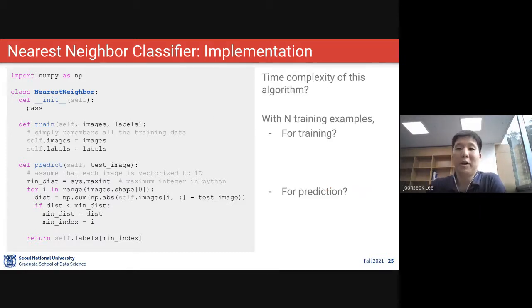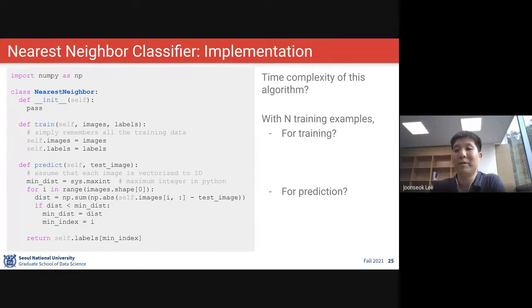Okay, let's talk about its time complexity. Suppose we have n training examples. What is the time complexity of this code for training and for prediction? Let me ask this to Jiho, Kim Jiho.